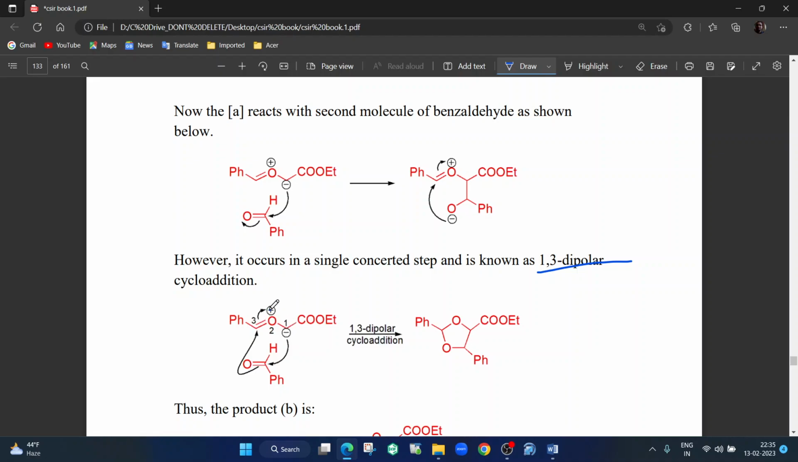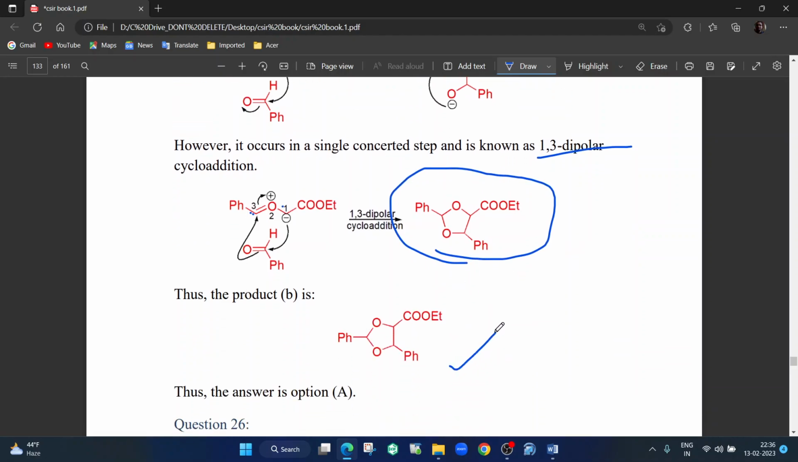So though the positive charge is here, oxygen is electronegative, it pulls most of the electron cloud towards itself through the pi bond. So the actual positive polarity is on carbon, and oxygen is almost neutral. So there are polarities at carbon number 1 and at carbon number 3. So this negative goes and attacks here, this goes and attacks position 3, and you are getting 1,3 dipolar interaction. So this is your answer.